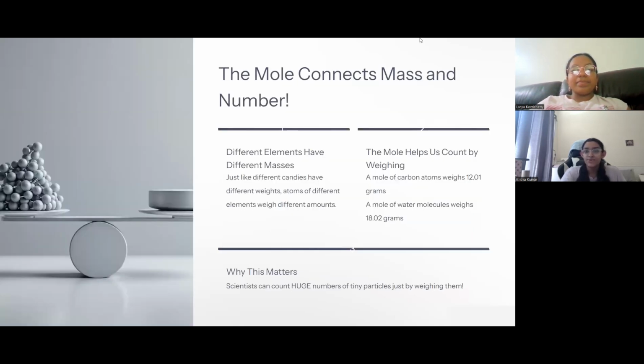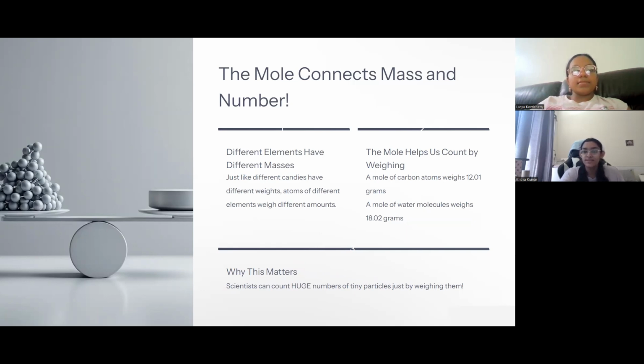So, the mole connects mass and number. Different elements have different masses. Just like different candies have different weights, atoms of different elements weigh different amounts. And you can see these on the periodic table. We have gone through the periodic table in our periodic table video, so you can always go back and look at that if you're ever confused.